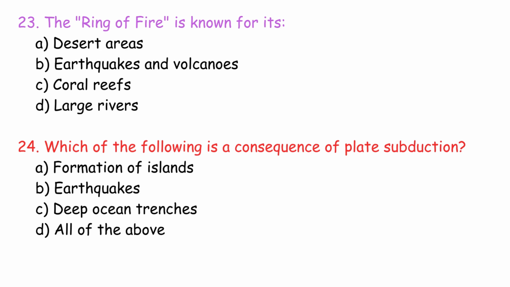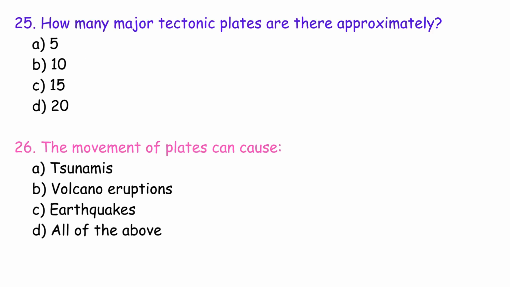24. Which of the following is a consequence of plate subduction? A. Formation of islands. B. Earthquakes. C. Deep ocean trenches. D. All of the above. 25. How many major tectonic plates are there approximately? A. 5. B. 10. C. 15. D. 20.